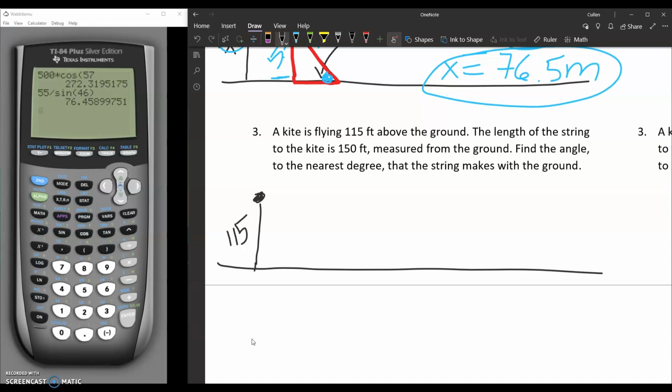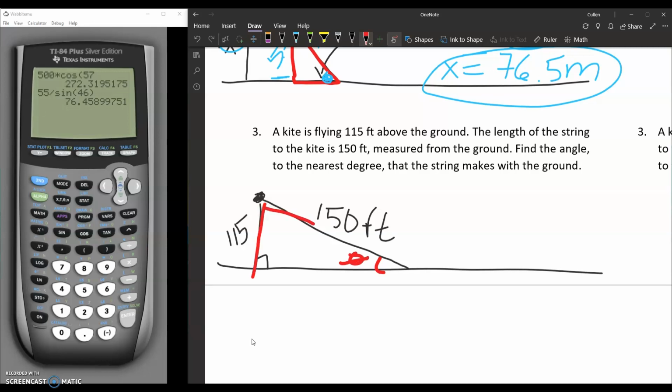The length of the string to the kite is 150 feet. So here is the string. See, the wind is blowing. It's kind of at an angle, 150 feet. And then it wants to know, find the angle to the nearest degree that the string makes with the ground. So it wants us to find this angle down here. And I'm going to put theta there as my placeholder. There we go. So that's what we're about to go solve for.